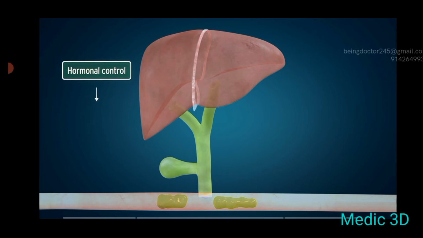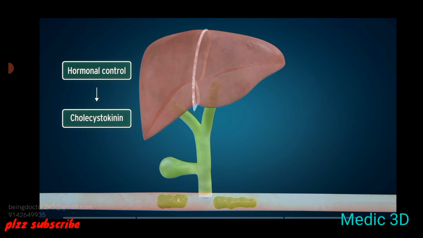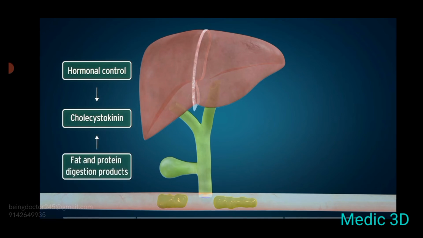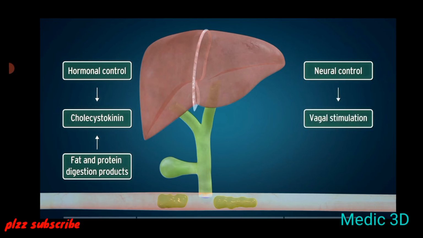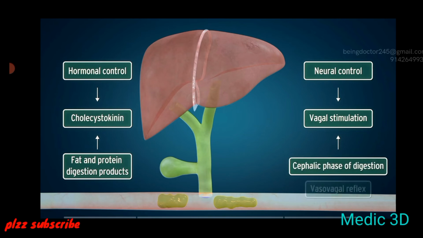Hormonal control. The hormone cholecystokinin is the major stimulus for the gallbladder contraction and sphincter of Oddi relaxation. When chyme enters the small intestine, fat and protein digestion products directly stimulate the secretion of cholecystokinin. Neural control. Vagal stimulation also causes contraction of the gallbladder and relaxation of the sphincter of Oddi. Vagal stimulation occurs directly during the cephalic phase of digestion and indirectly via a vasovagal reflex during the gastric phase of digestion.